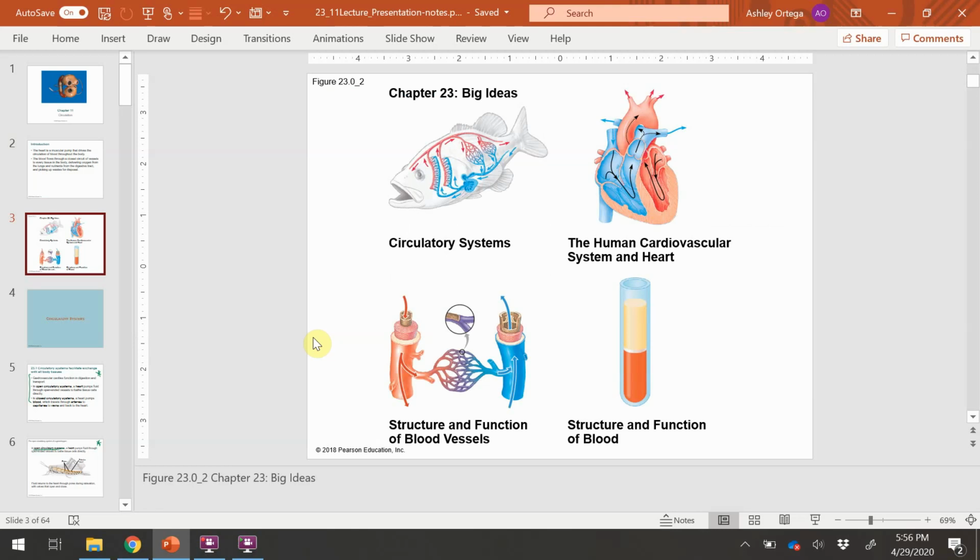And so in this chapter, we'll take a look at some big ideas of the circulatory systems, the human circulatory system, the cardiovascular system, and heart. We'll also look at structure and function of blood vessels and structure and function of blood.